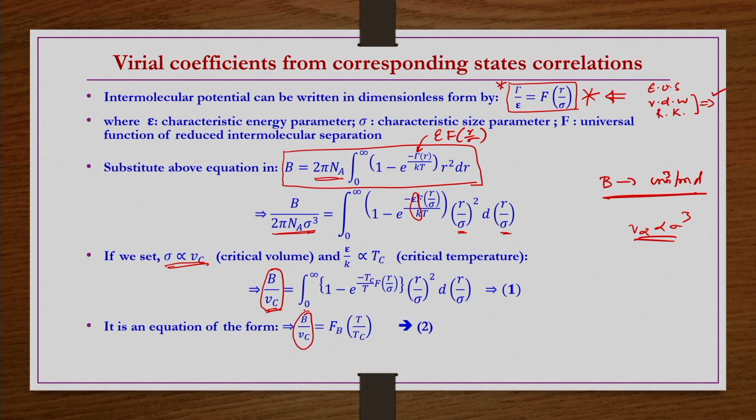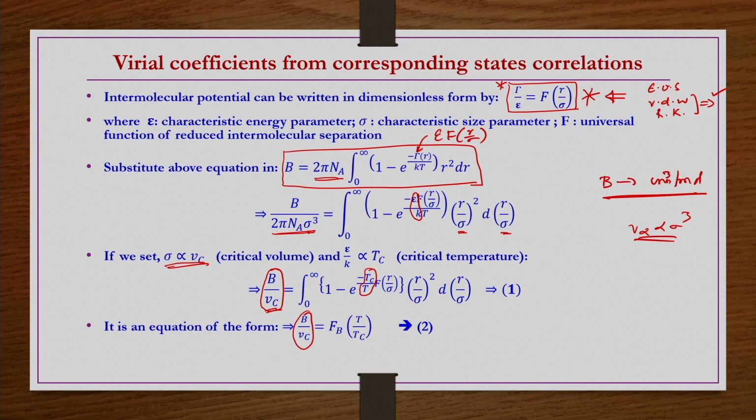On the right hand side, in place of epsilon by k, if I write Tc, then Tc by T, or rather T by Tc, is coming in the exponential. That is nothing but the reduced temperature, and everything else is some function of r by sigma.